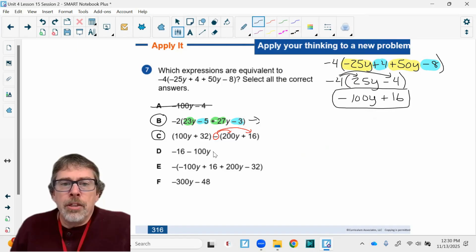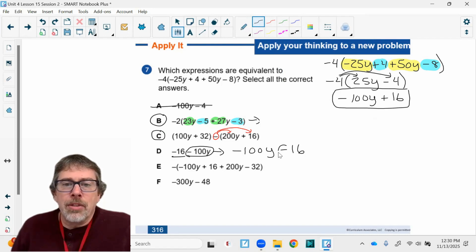Okay, I just want to rearrange this. So this negative 100y will have to go first, and then this minus 16 comes after. Just rearranging it. And that's plus 16. This is minus 16. So since this is not the same, D is not a solution.